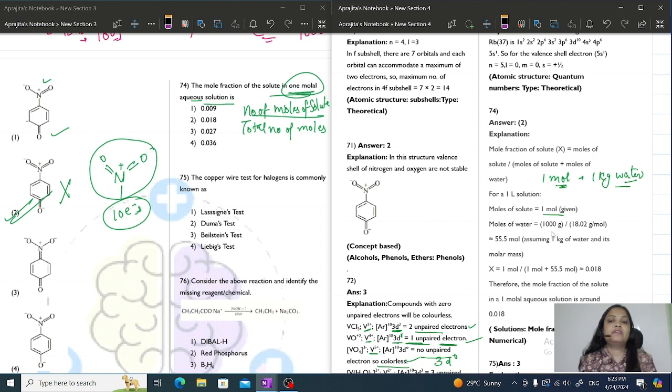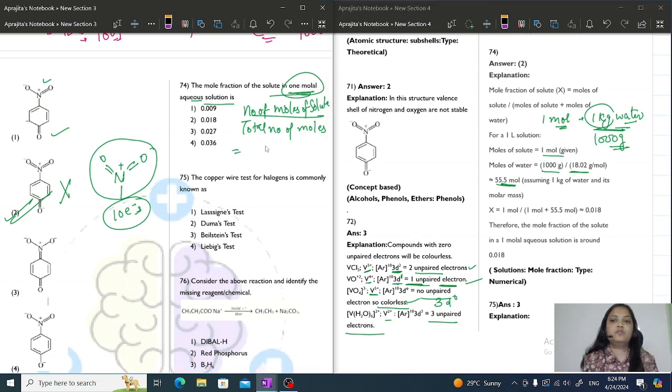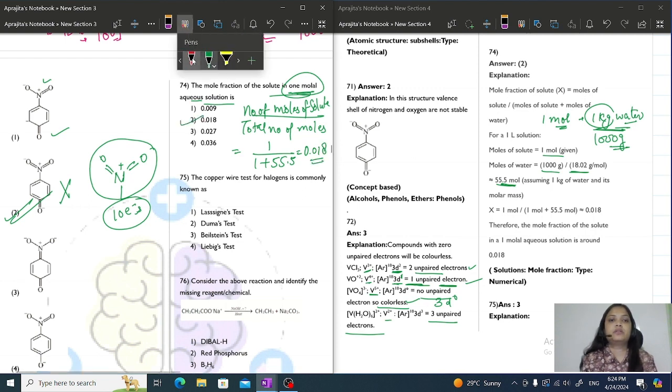So we can find out, now the moles of solute is given, the amount of solvent is 1000 grams. We can find out the number of moles of water, which is 1000 upon 18. So it's coming out to be 55.5 moles. Now we have got the number of moles. So number of moles of solute is 1 upon total number of moles, which will be 1 plus 55.5. So when we solve it, it will be 0.018. So the answer is option number 2.